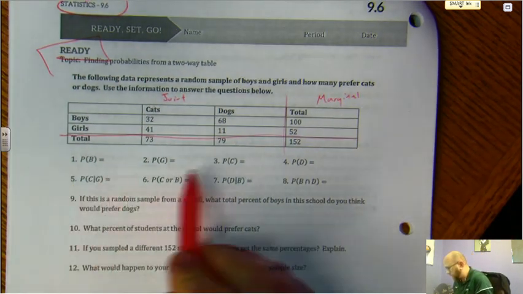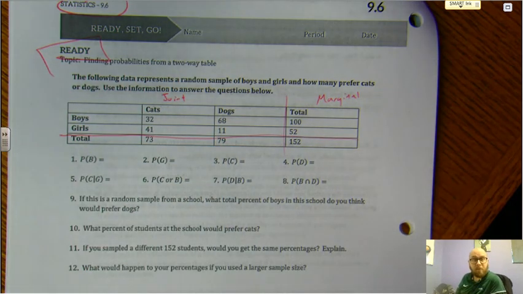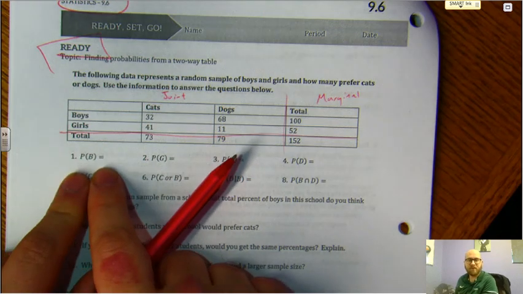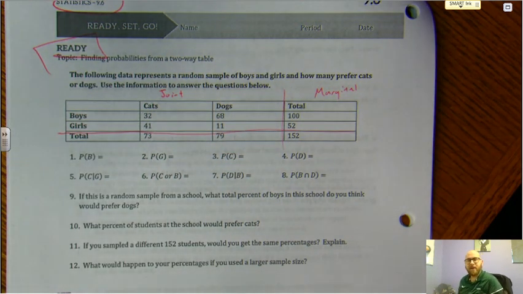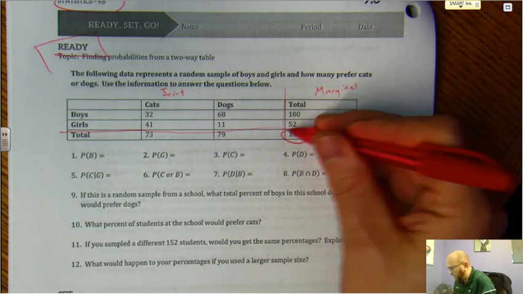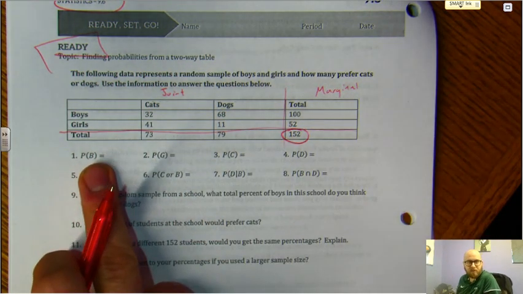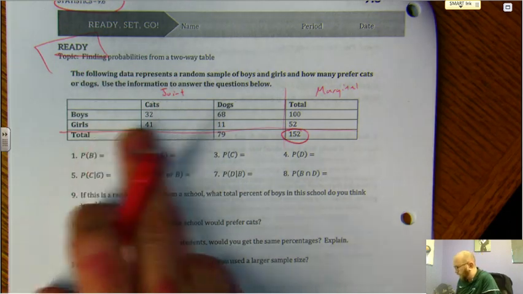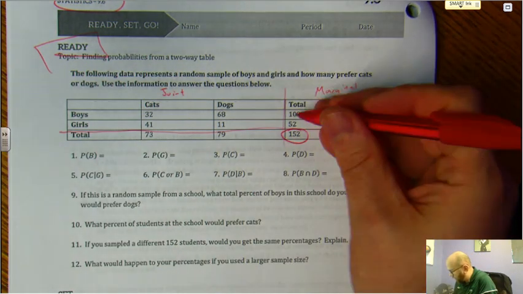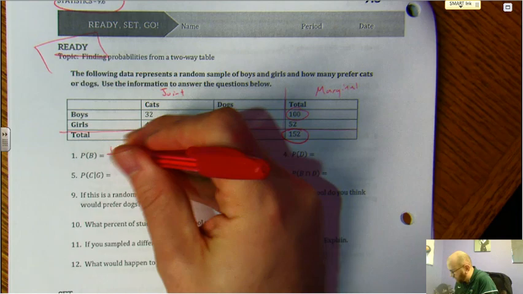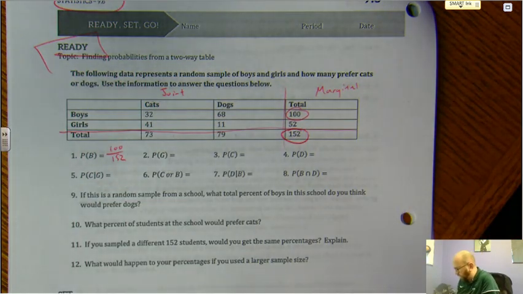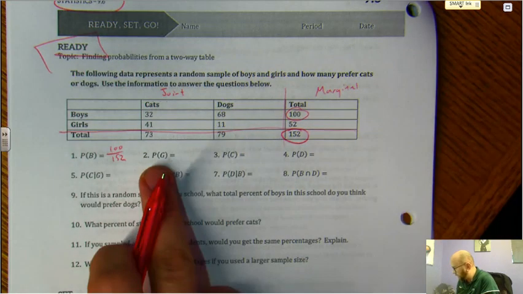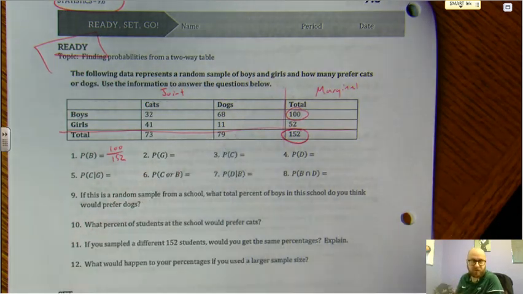Now let's give a little bit of a look at what's being asked of us. 1, 2, 3, and 4 are all asking about the probability of a single category. So every time we're thinking about the probability of a single category, we look at whatever category we're looking at and then take that out of our total. Okay, so for example, P of B, we're going to assume B is boys. And how many boys do we have? We have a total of 100. So the probability would be 100 out of 152, and then we can reduce that fraction accordingly. G would be 52 out of 152, reduce the fraction accordingly.